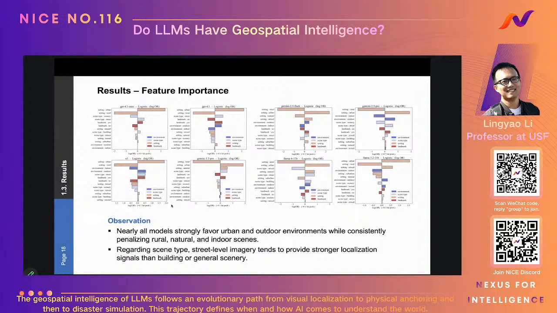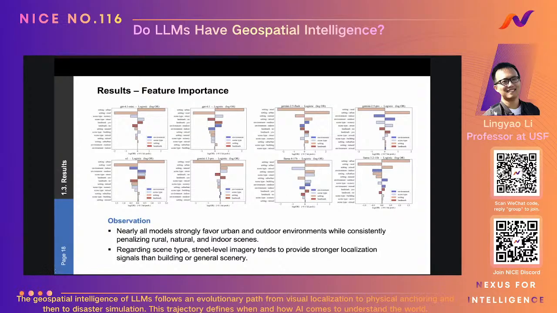For this figure, the x-axis is the log value, which can measure the importance of the features, and the y-axis is the features. You can see that nearly across all of the subplots, nearly all of the models strongly favor street environments while consistently penalizing rural, natural, and indoor scenes. So if an image is taken in some rural place, it's very likely the large language model cannot identify the location, while street images tend to provide signals.